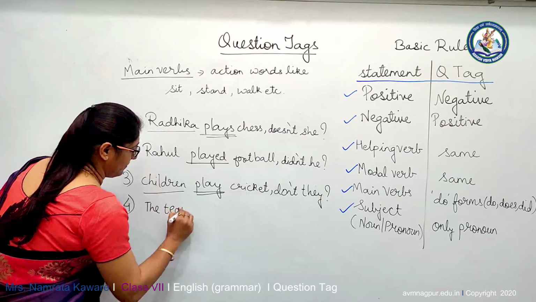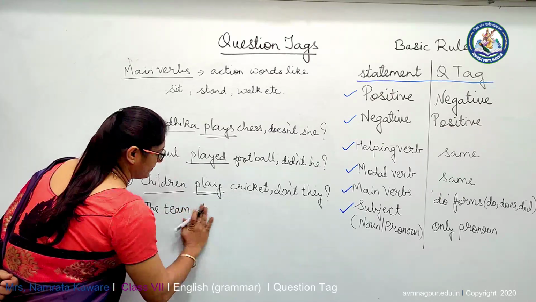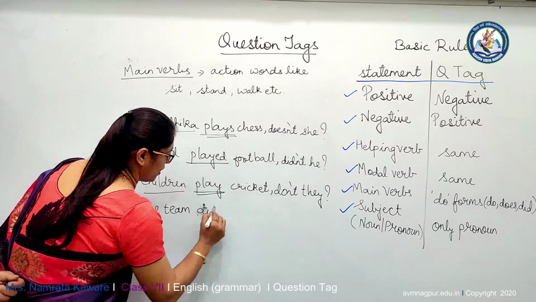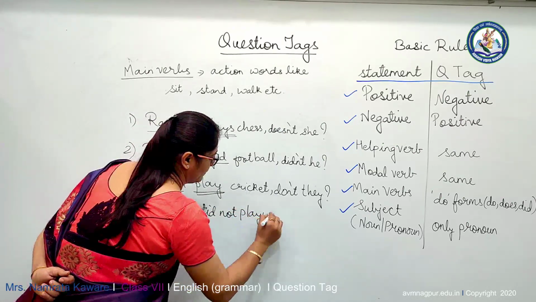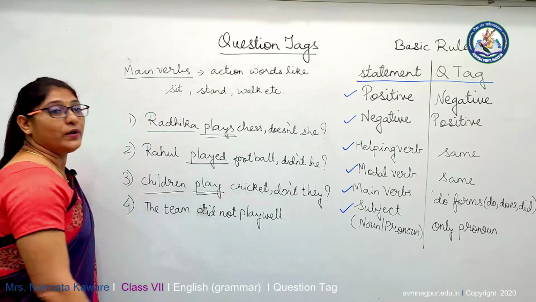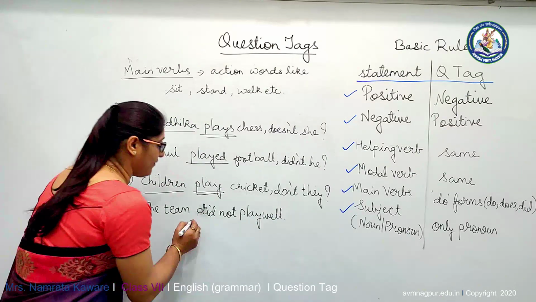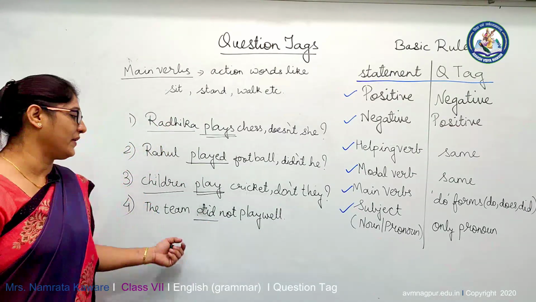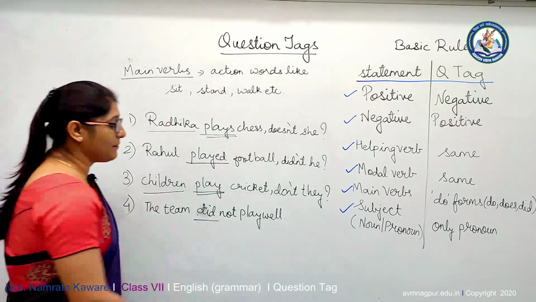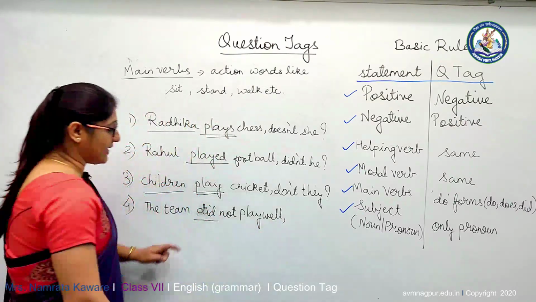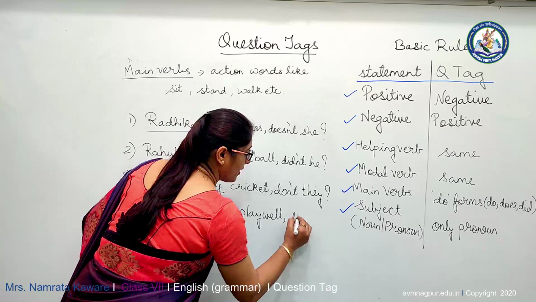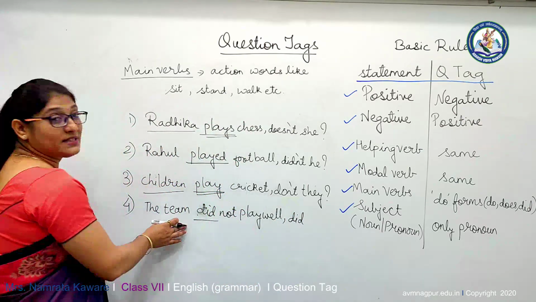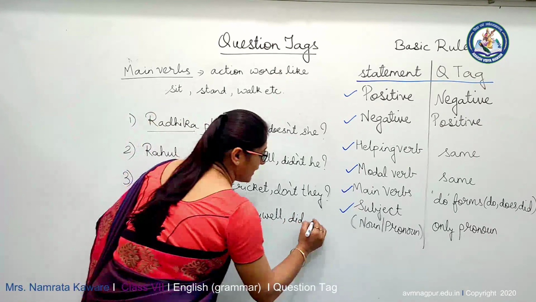The team did not play well. Now, in a negative sentence, we have do, does, did with us already. So we can write the same question tag, and as the sentence is negative, the tag will be positive. Did, and team is a collective noun, so did it.